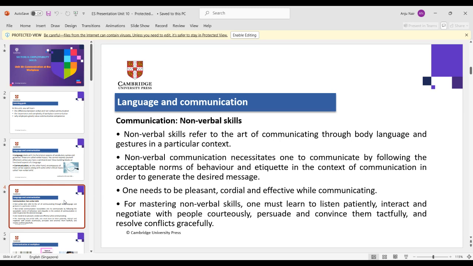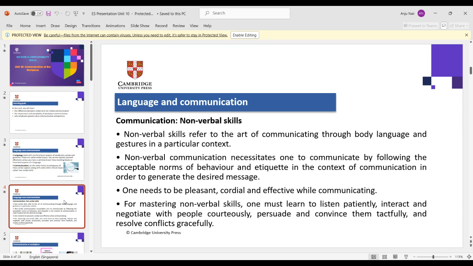So there is one particular area called interview etiquette itself. Nonverbal communication is to communicate by following the acceptable norms of behavior and etiquette in the context of communication, in order to generate the desired message. So whatever we communicate through words is also supported by our non-verbal communication, but we are not aware of it.